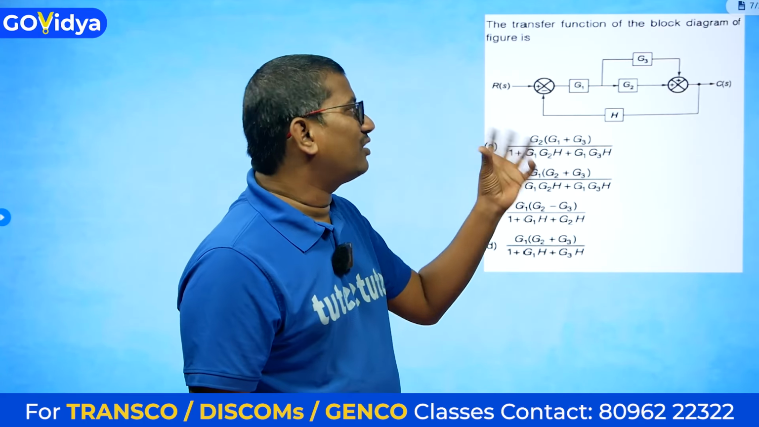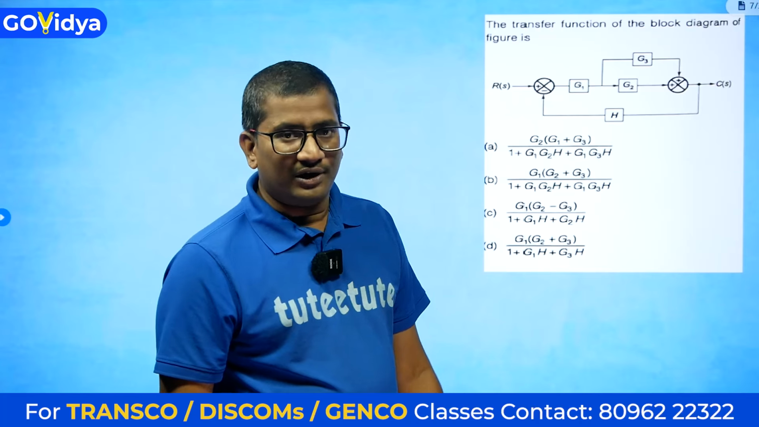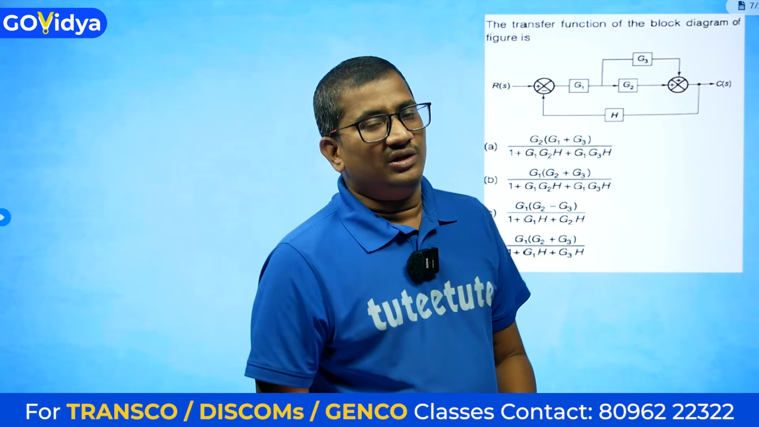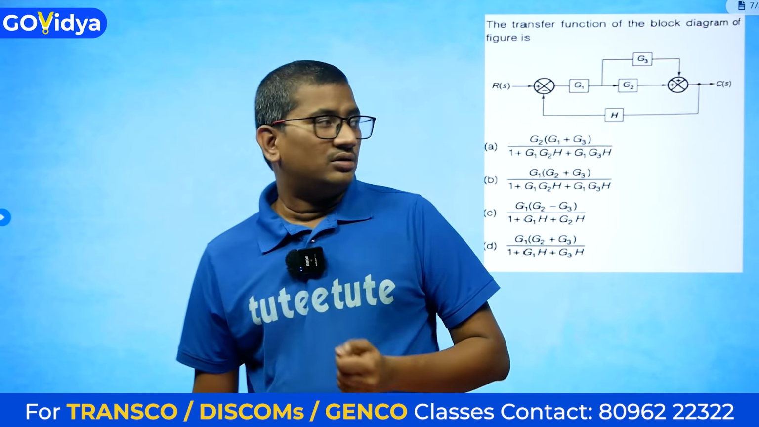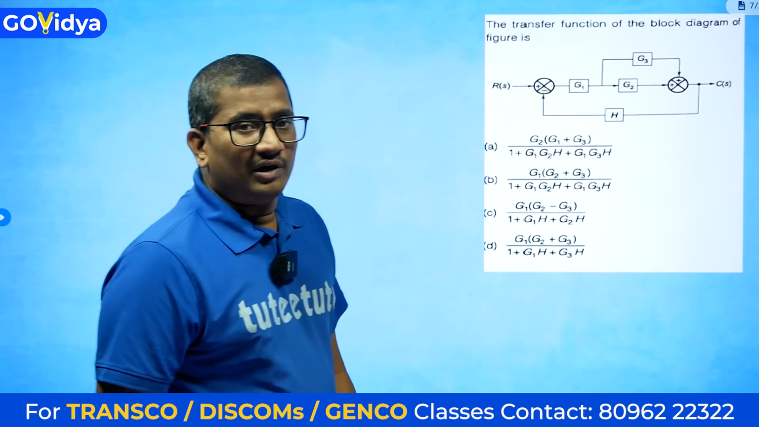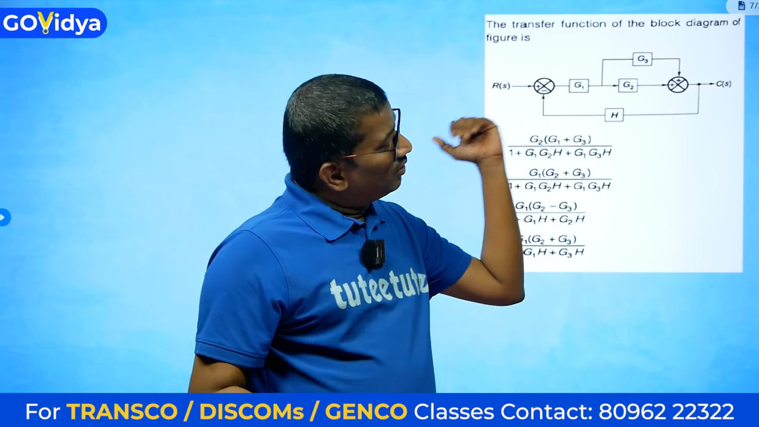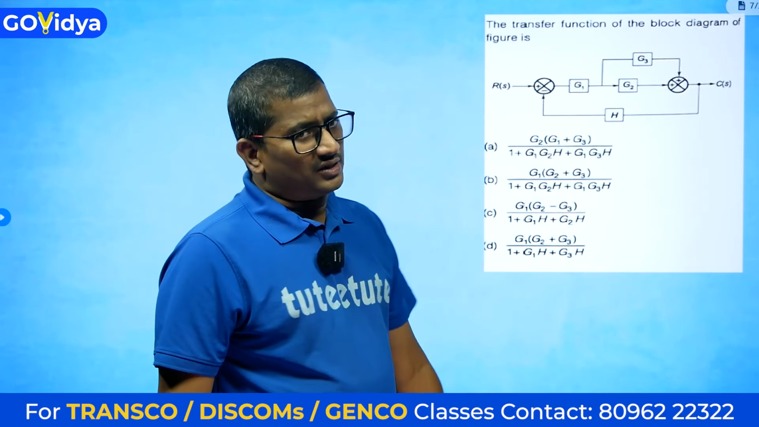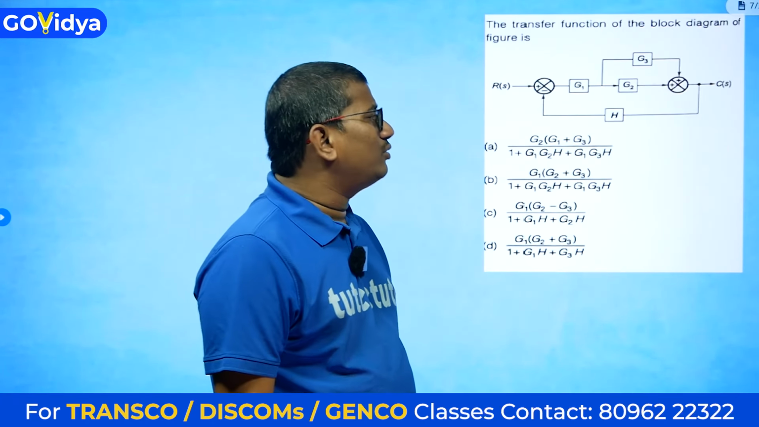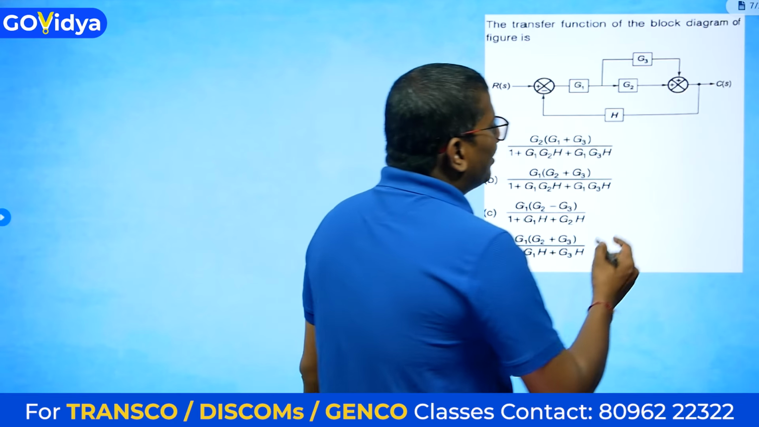It looks somewhat complex when you see it from the block diagram point of view, but as I mentioned, from the block diagram we can convert to the signal flow graph. Once you know how to convert from the block diagram to the signal flow graph, it will be very easy for us to write the transfer function. So for that, what we need to do is identify the number of forward paths.